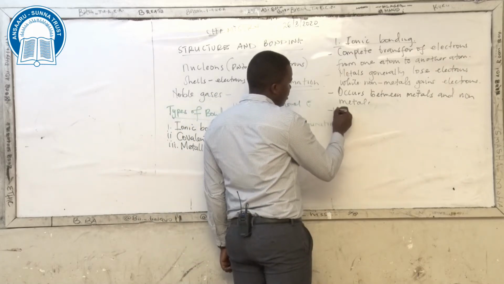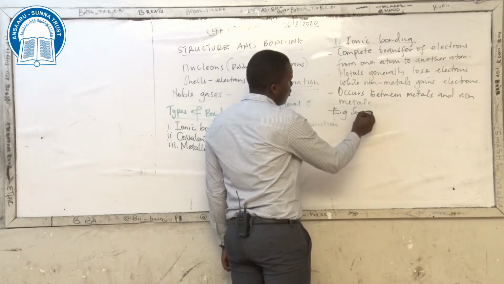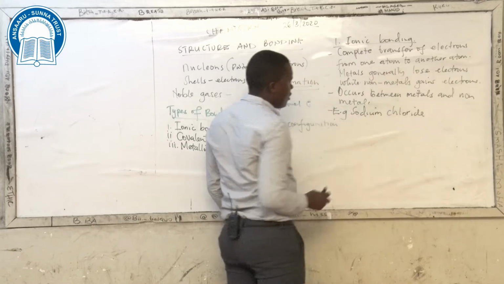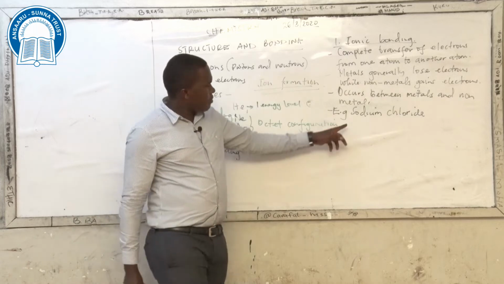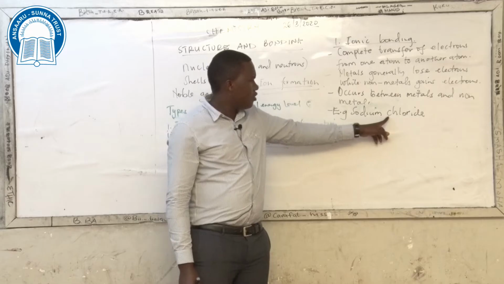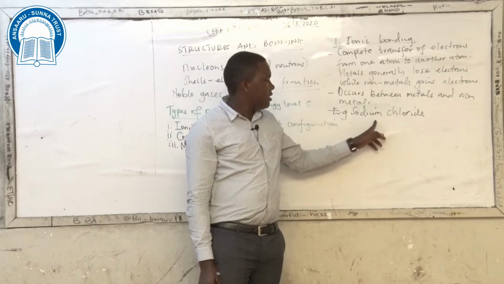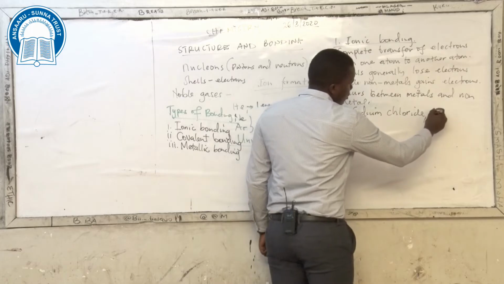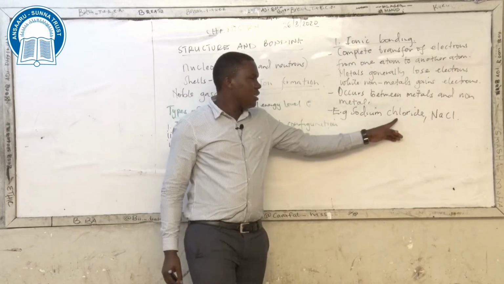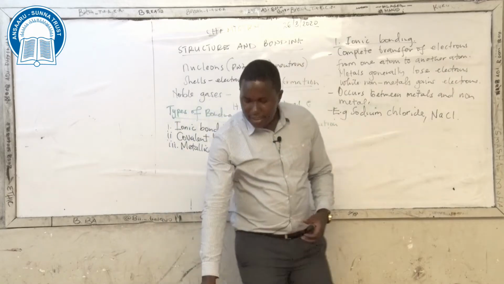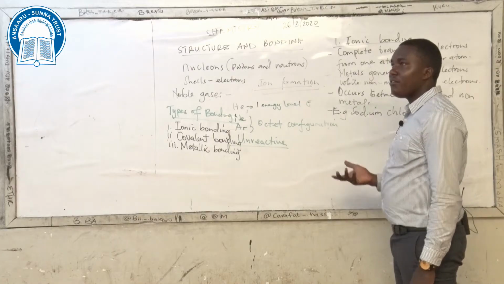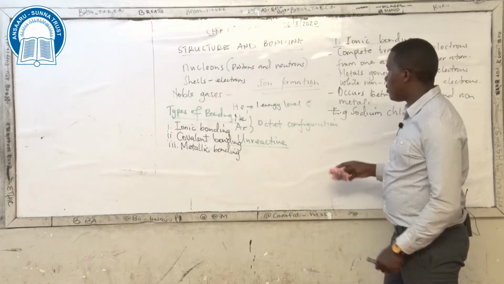So e.g. sodium chloride. In the sodium chloride, we have got sodium and chlorine atoms, and in this compound, sodium is a metal, chlorine is a non-metal. So we are going to look at how the sodium atom and the chlorine atom will behave when they form ionic bond.